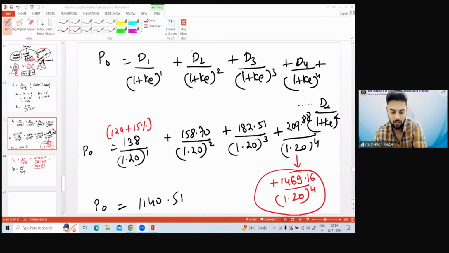How 1140? It is simple discounting. 138 divided by 1.2 raised to 1. Take 138 on calci, divide by 1.2, press equal to 1 time. M plus. Now take 158.7 on calci, divide by 1.2, press equal to 2 times. Then 182.51 divided by 1.2, press equal to 3 times.